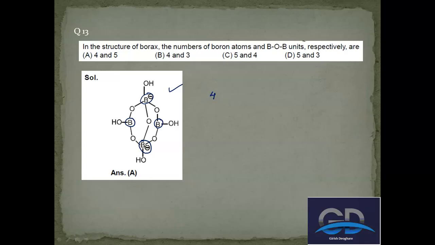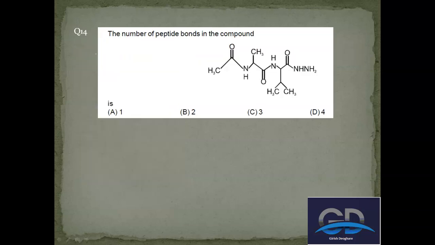And the number of B-O-B bonds, we can see 1, 2, 3, and then you have 4, and 1 in between, the bridge one, it is 5. So the answer would be 4 and 5 respectively. The answer would be A. Next, the number of peptide bonds in the compound.